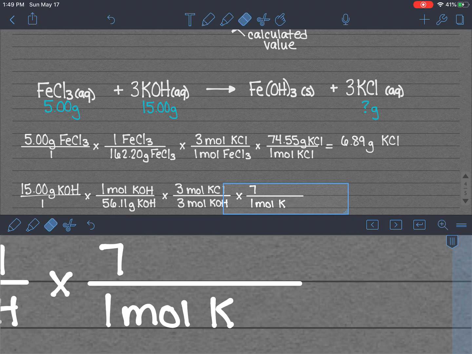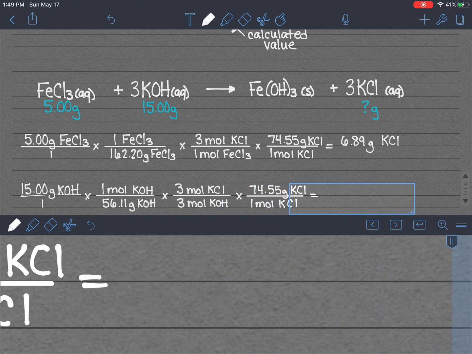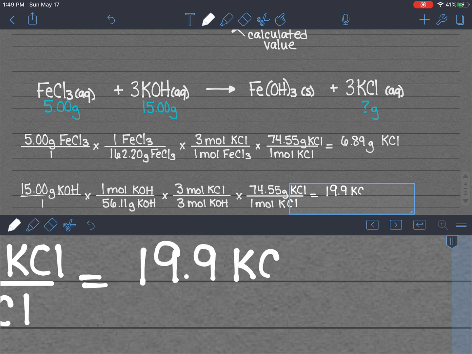Oops. Wrong compound. So KCl, 74.55 grams of KCl. All right, plugging that into the calculator, 15 divided by 56.11. The 3's cancel out, times 74.55. This would produce 19.9 grams of KCl if it was completely consumed.